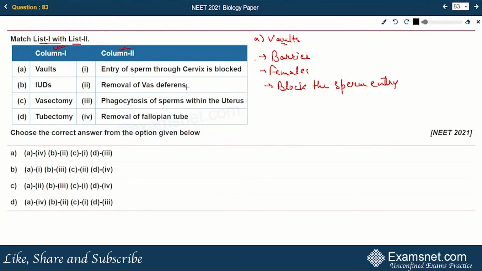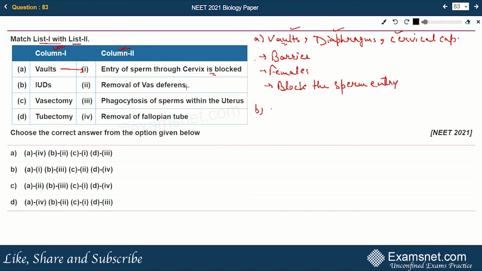Okay, other than walls, what are other methods of barrier contraception? Diaphragms and cervical cap are also included in it. So any of these can be used as barrier methods of contraception. The correct match for A will be number 1, that is entry of sperm through cervix is blocked. So it is already correctly matched.